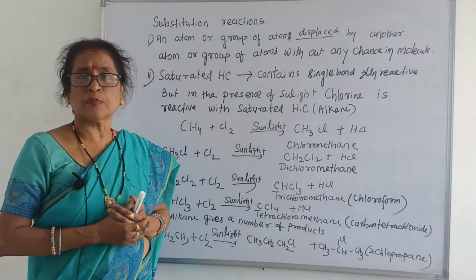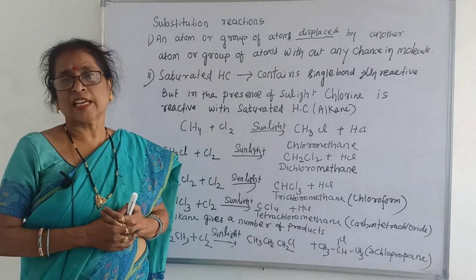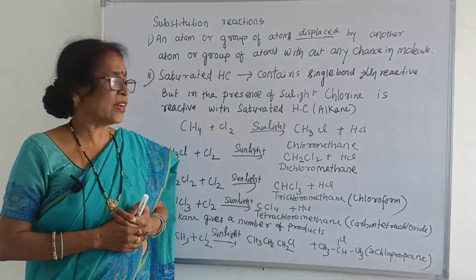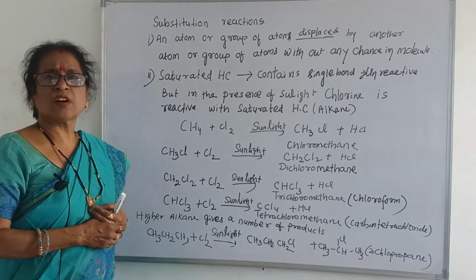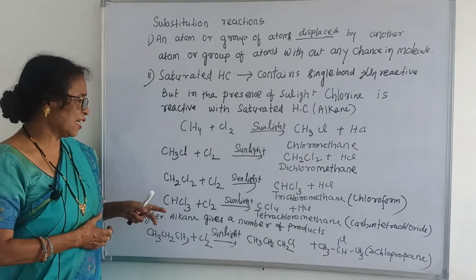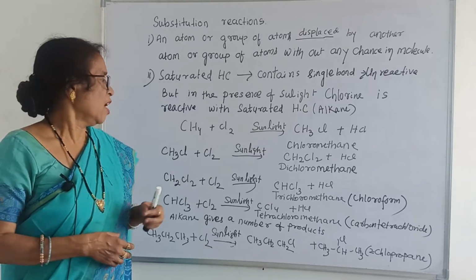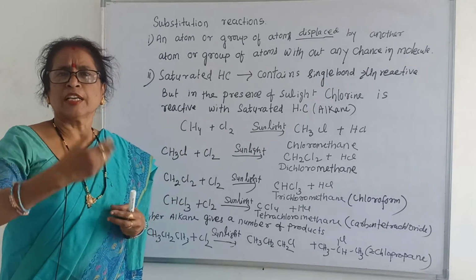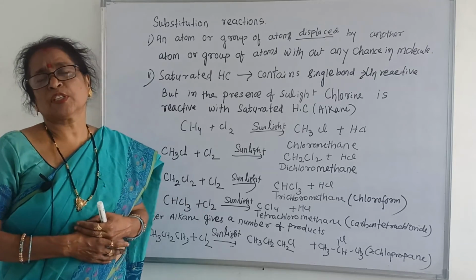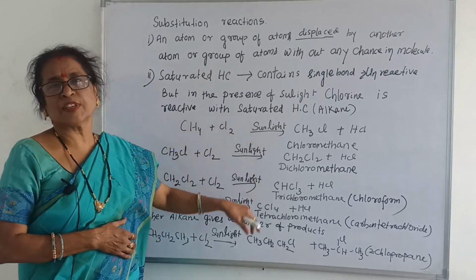You know what is chloroform? Chloroform was first used as an anesthetic in operations, but nowadays it is not used because it has so many side effects, and so it is used in other industrial analysis. Higher alkanes give a number of products. Higher alkane means propane, butane. Ethane is not so high an alkane. Propane, butane, pentane, hexane, like this, they also react with chlorine, but it gives a mixture of products. Here only one product, there a mixture of products.